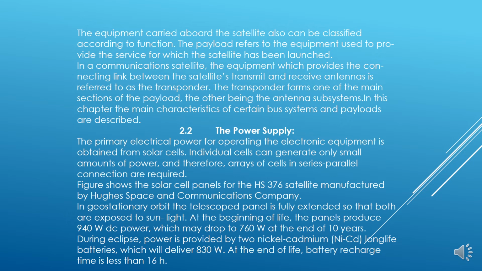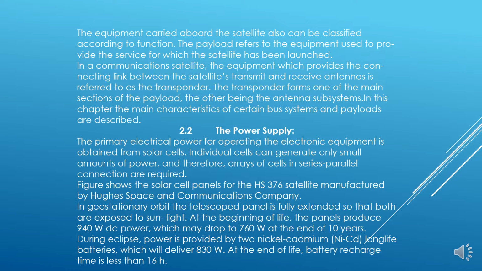The equipment carried aboard the satellites also can be classified according to function. The payload refers to the equipment used to provide the service for which the satellite has been launched. In a communication satellite, the equipment which provides the connecting link between the satellite's transmit and receive antennas is referred to as the transponder. The transponder forms one of the main sections of the payload, the other being the antenna subsystem. In this chapter, the main characteristics of certain bus systems and payloads are described.